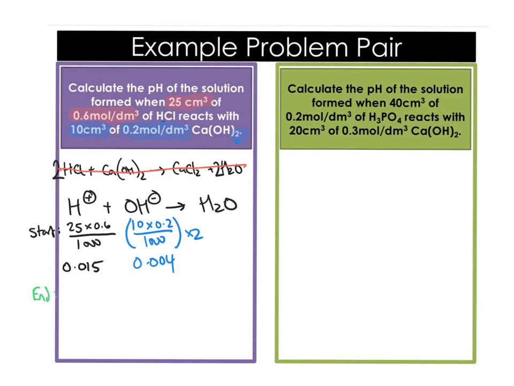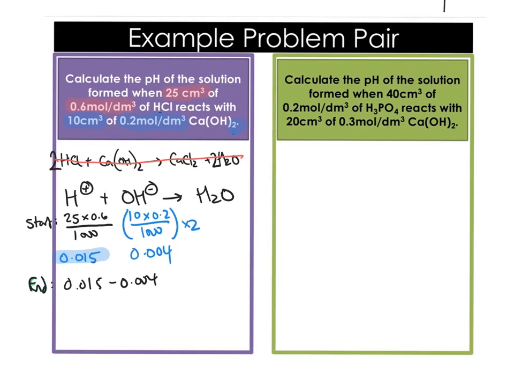Okay, the one that's in excess obviously is the one that we've got more of. Let's do it in black still, you can't see it on the board. So we've got more of the acid. Okay, so we're going to do 0.015 take away 0.004, and that'll give me 0.011.